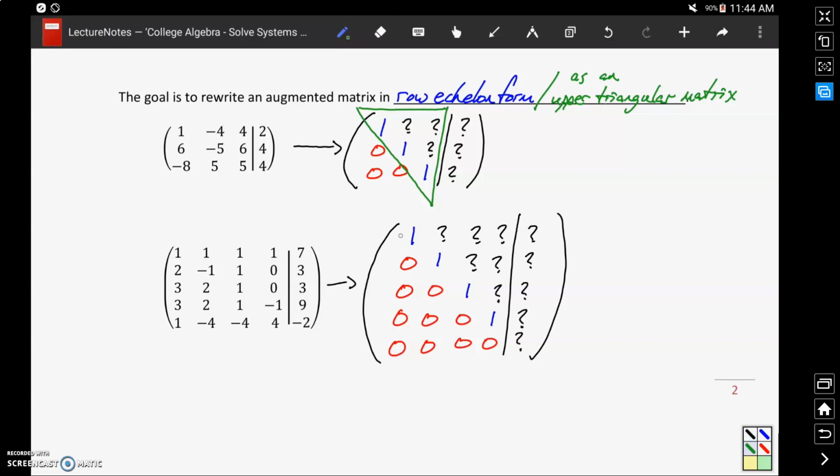But regardless of the size of our matrix, what we would look for is something in row echelon form, or again, something that has that upper triangular nature on the left-hand side of that vertical bar.